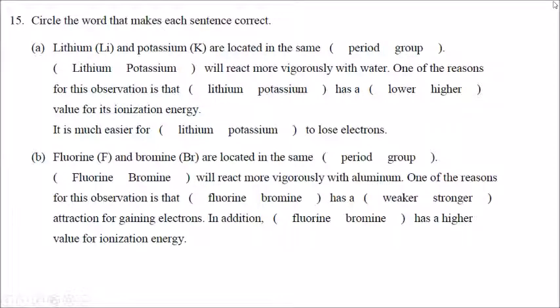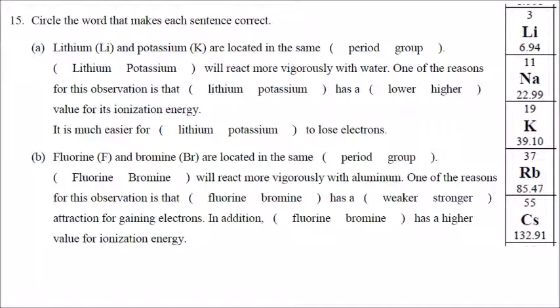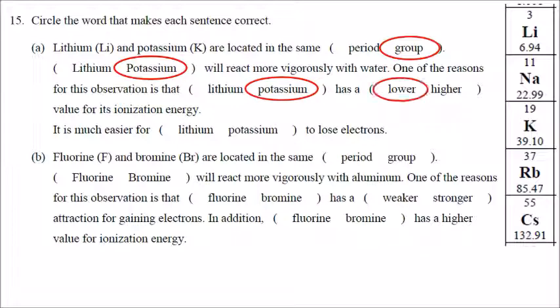In number 15, we have to circle the word that makes each sentence correct. Lithium and potassium are located in the same group. Reactivity for these metals increases as you go from top to bottom. So potassium will react more vigorously with water, and one of the reasons for this observation is that potassium has a lower value for its ionization energy. Now you could have circled lithium and higher, and that would have also been correct. It is much easier for potassium to lose electrons, which is why it is more reactive.